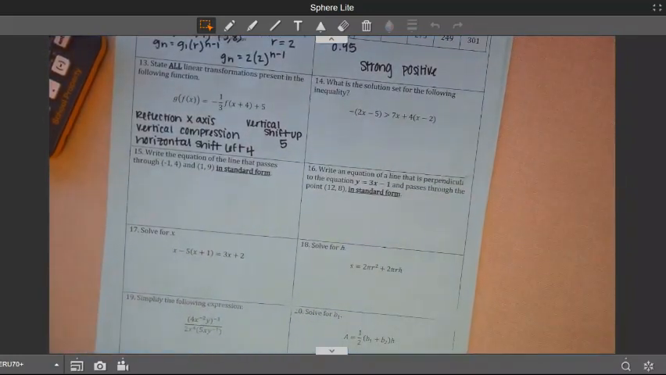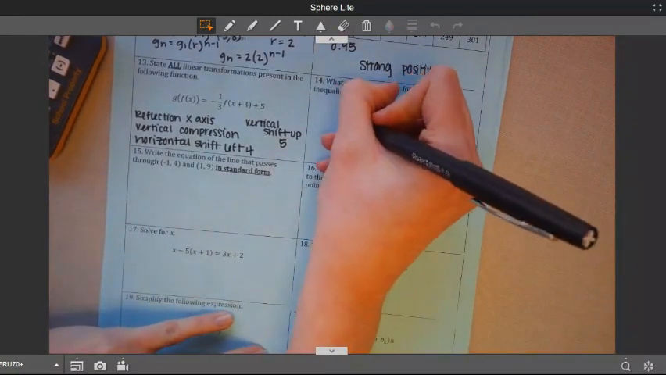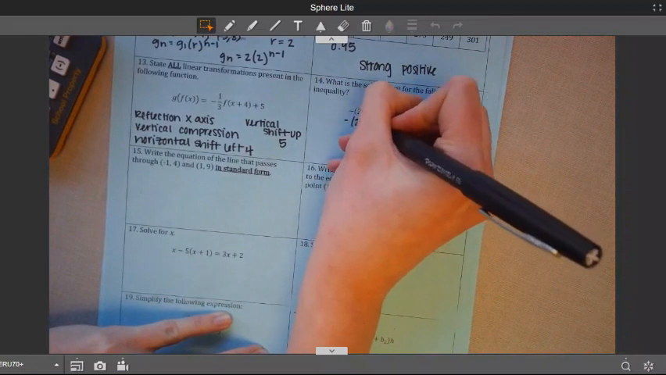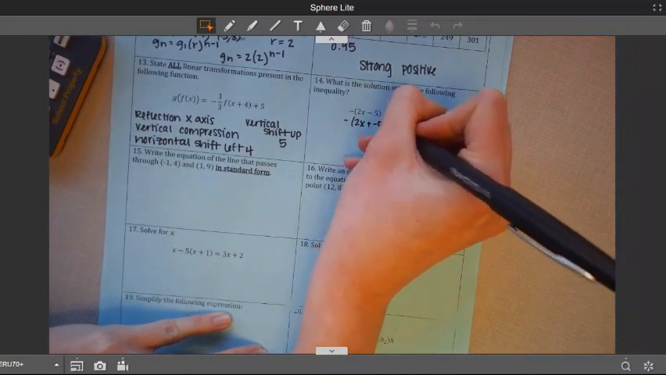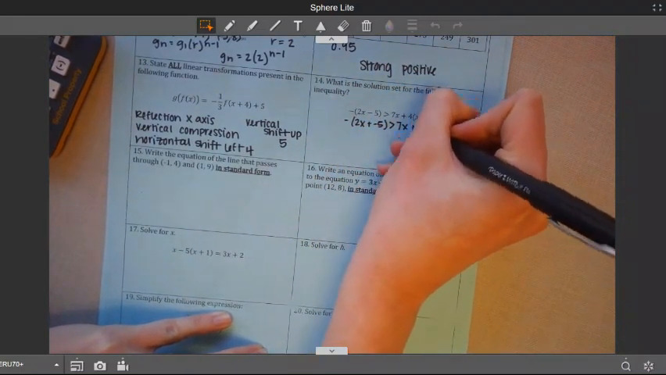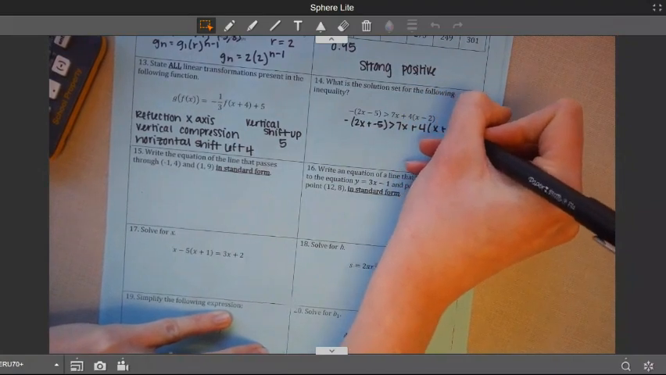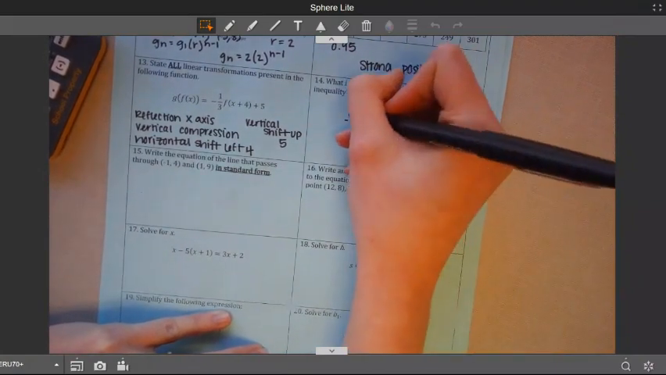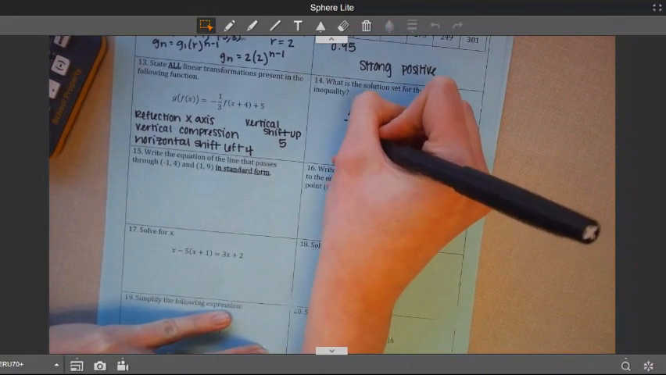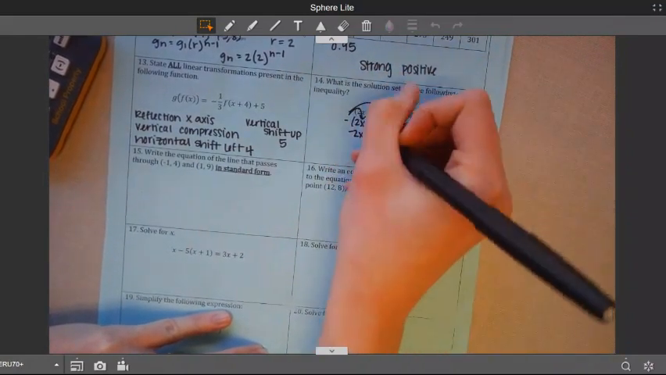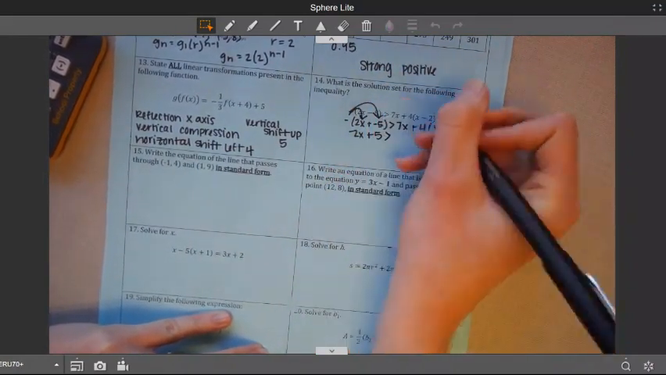Number 14, what is the solution set for the following inequality? Okay, first things first, I'm going to rewrite all subtraction as adding a negative. That way I don't mess up any of my signs. Then I'm going to distribute. Negative times 2x is negative 2x. A negative times negative 5 is plus 5.